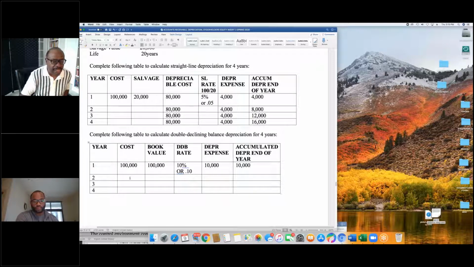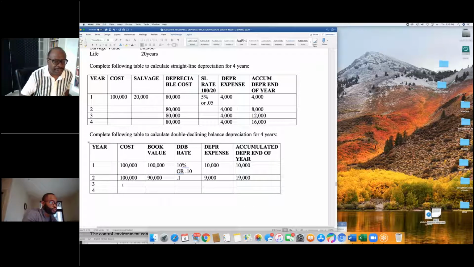When we get to the second year, the book value is going to be what? 90,000. It's going to be the 100,000 cost minus whatever is up here, the row above it. Rate is still 0.1. So what's our depreciation the second year going to be? 9,000. Accumulated? 19,000.